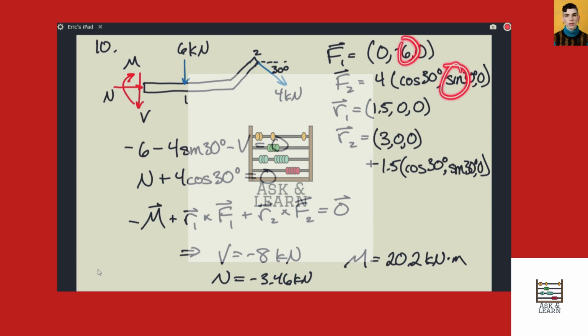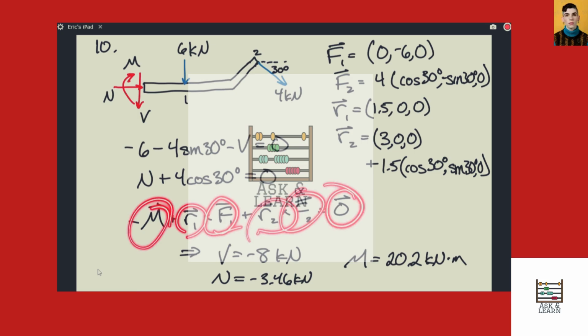So if we balance forces in the vertical direction, this plus this, and then have our reaction forces, we get this equation. Summing forces in the x direction, we get this. And summing moments, we have a moment here, and a positive moment would be in the counterclockwise direction if this is x and this is y. So we have minus M plus r1 cross F1 plus r2 cross F2, and that has to be 0.